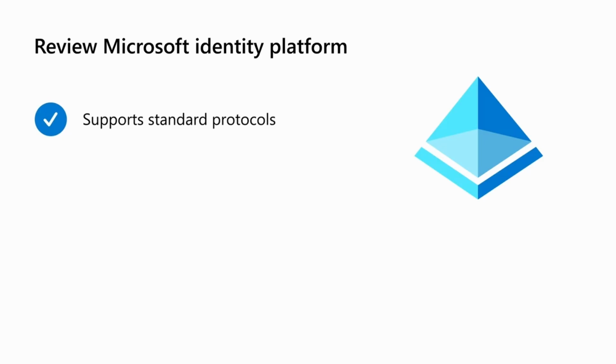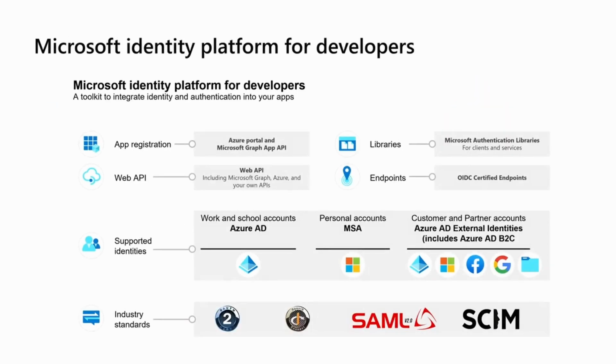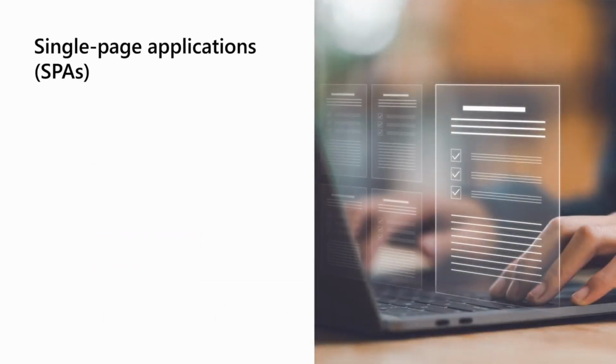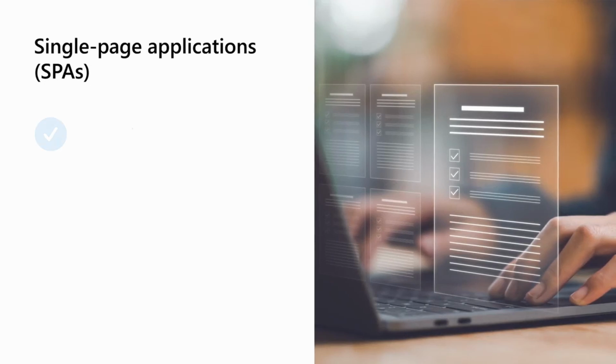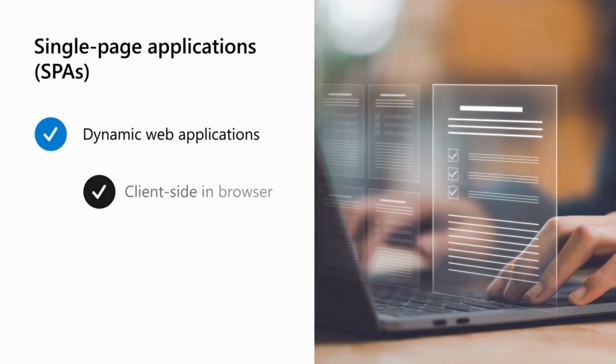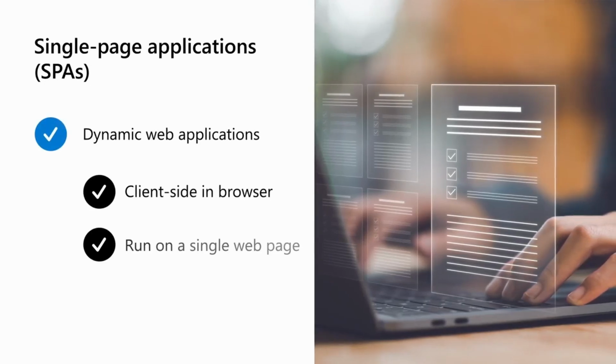Additionally, it supports standard protocols in the business such as OpenID Connect and Open Authentication Tokens, also called OAuth 2.0. Microsoft Identity Platform for developers includes app registration experience, endpoints, and supported identities. Then you progress to single-page applications, or SPAs, which are dynamic web applications that are client-side in the browser and often run on a single web page.